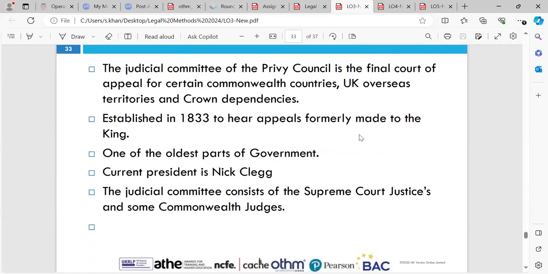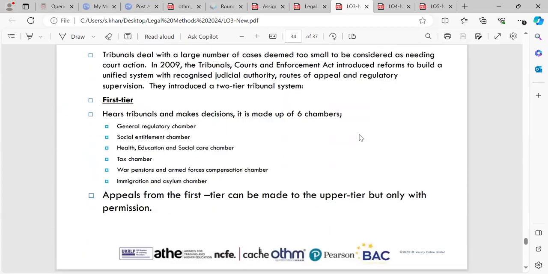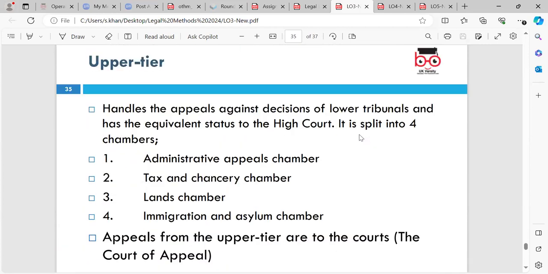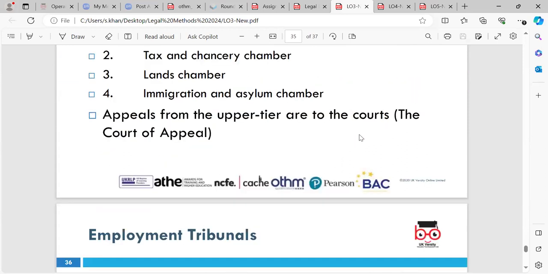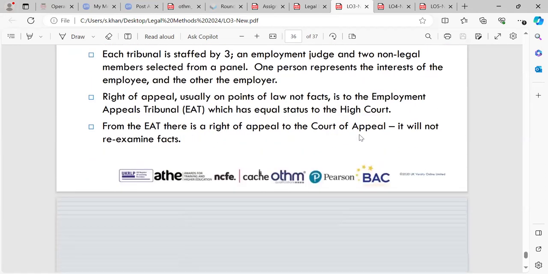We also looked at tribunals, the importance of having first-tier tribunals and upper-tier tribunals on things like immigration, asylum, tax and chancery, and lands chambers, and why there was a need to have individual tribunals in regards to that. Again, we looked at employment tribunals, and these are things like if someone is at work and they've been dismissed unfairly, or any forms of discrimination, they would go to an employment tribunal.